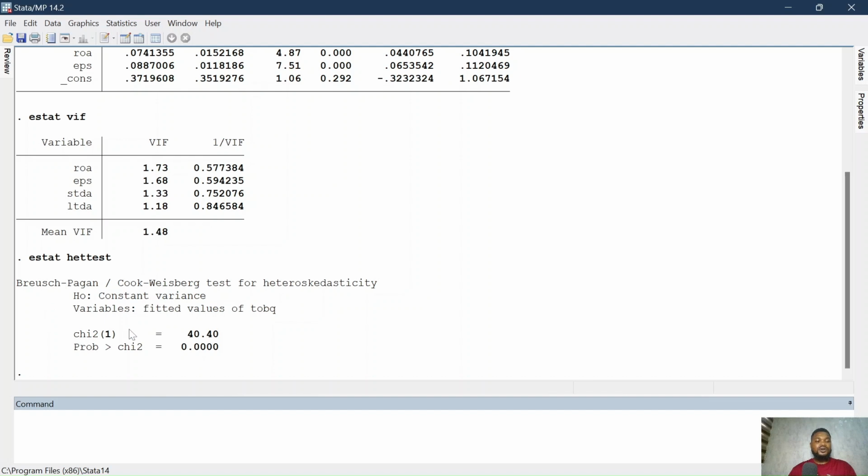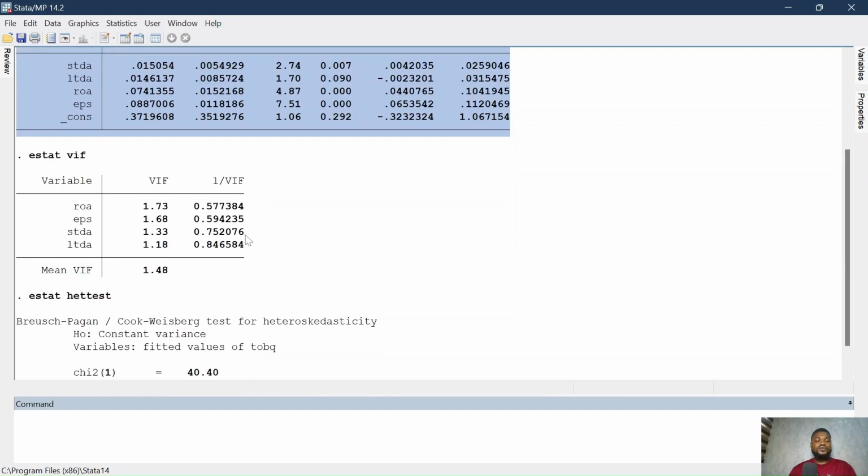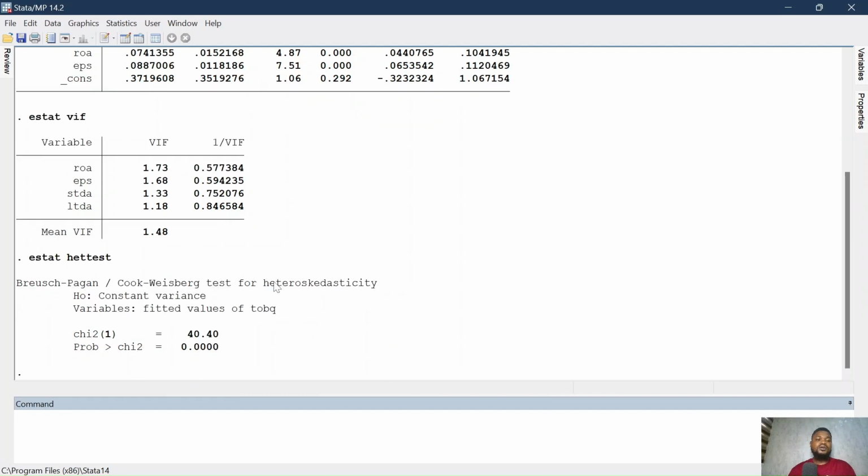In the case of my result, I find that the probability is significant, and so I have violated the homoscedastic assumption, which indicates that my errors are not evenly distributed. So I cannot rely on this regression result. There are a number of estimators that will help you to control for heteroscedasticity. Among them includes the weighted least square regression. We also have the robust regression. However, for the sake of this video, we are going to use the robust regression.